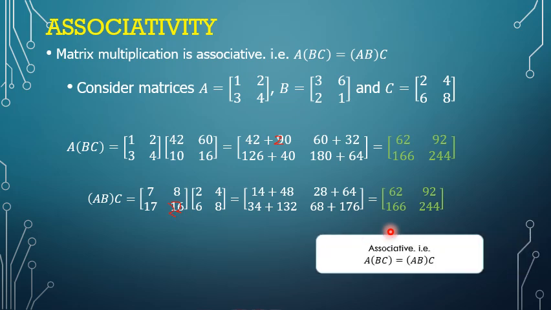This shows us that when you look at the two solutions, the two matrices are the same, meaning that matrix multiplication is associative. That is, A multiplied by BC is the same as AB times C.